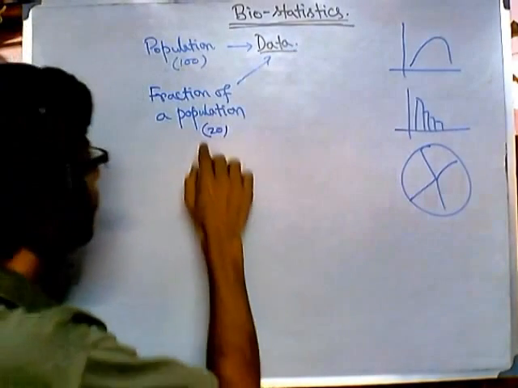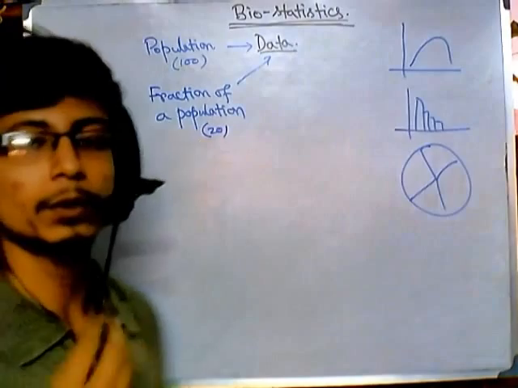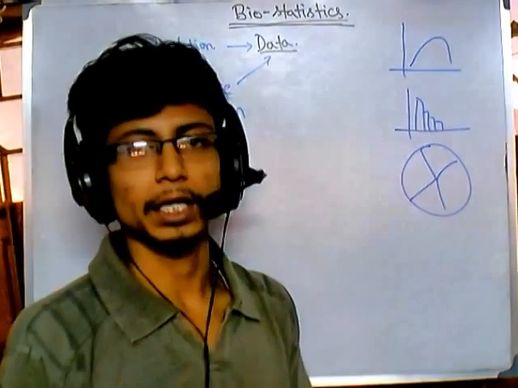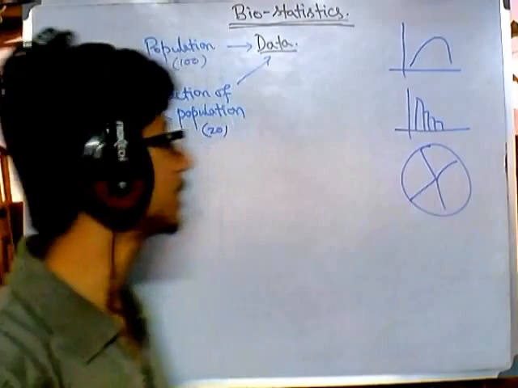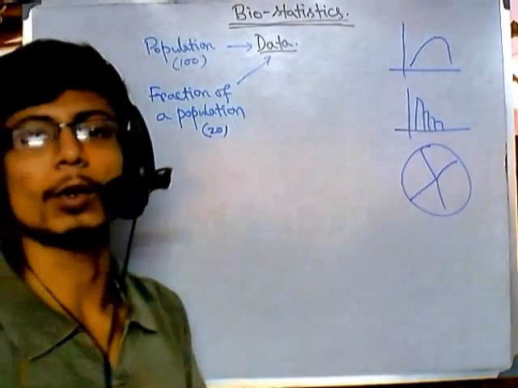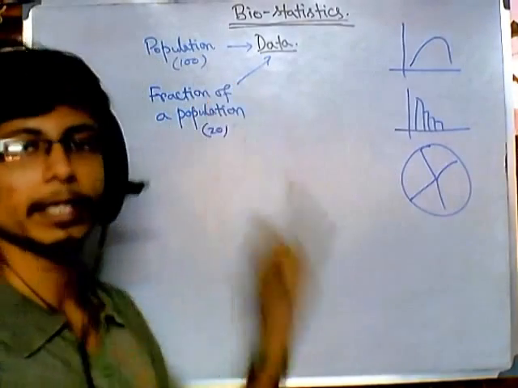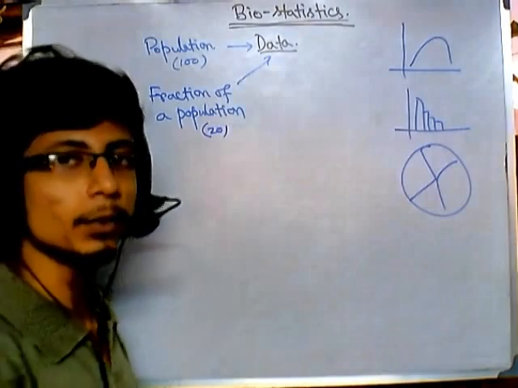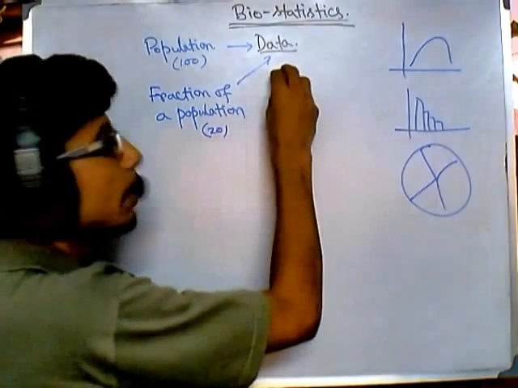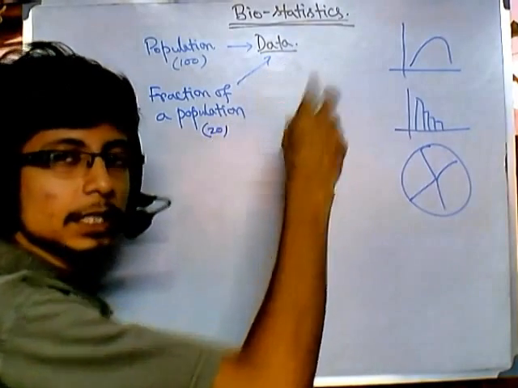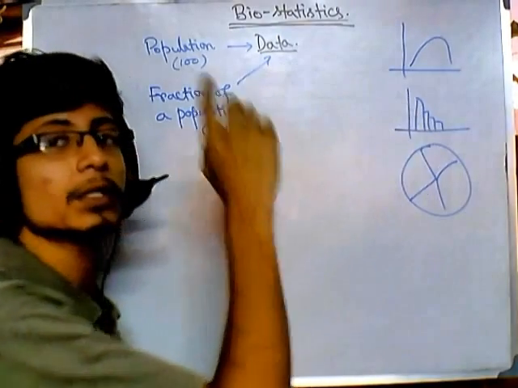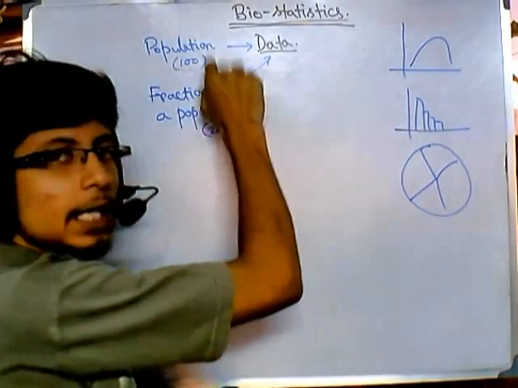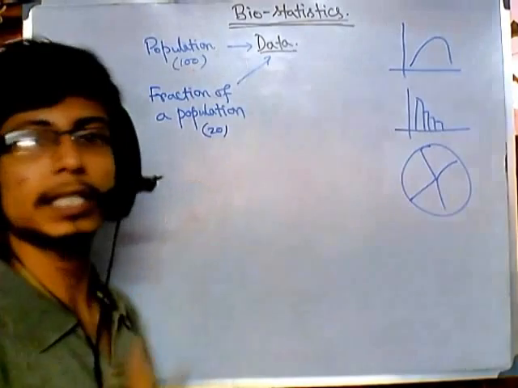But if you are unable to get the data from the whole population, suppose you are only able to get data from 20 individuals of the whole population, which is 100 individuals, then you will take this small amount of data. You need to do the results and all these things with this small amount of data, because you are unable to get the data of the whole population. Both things can happen.